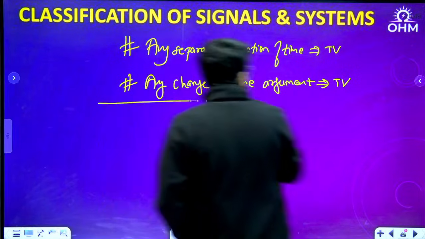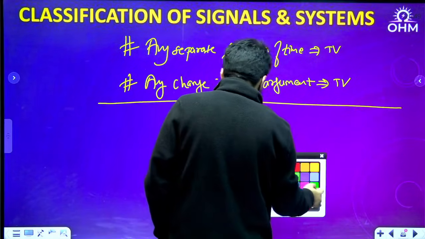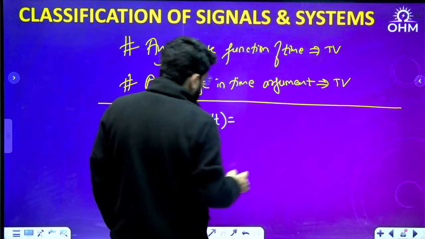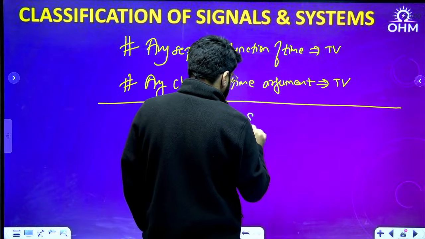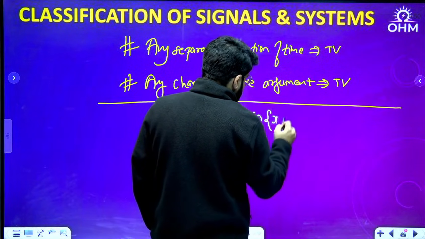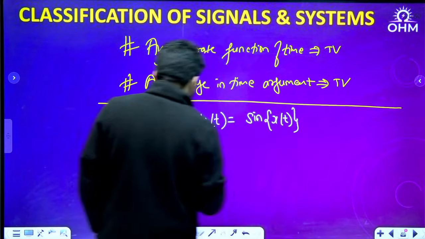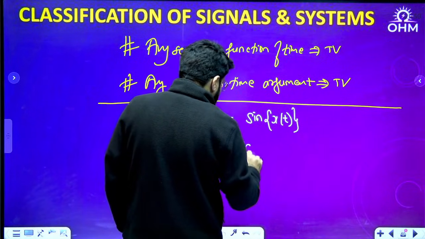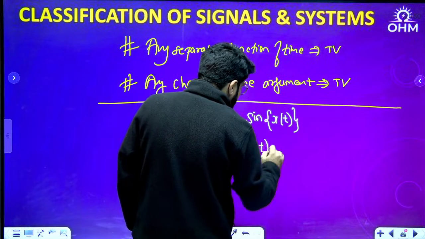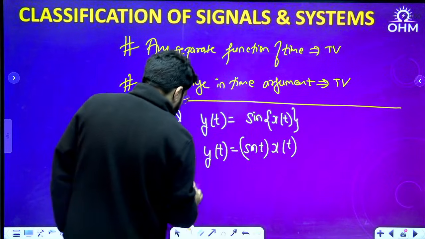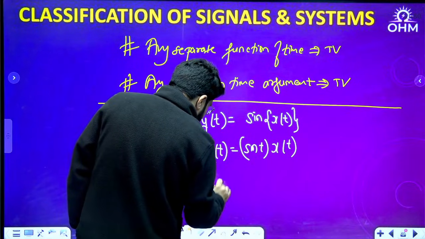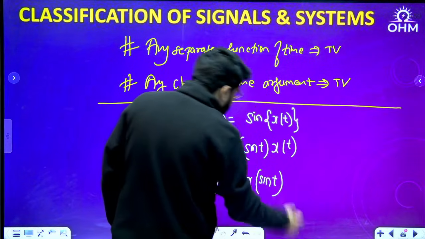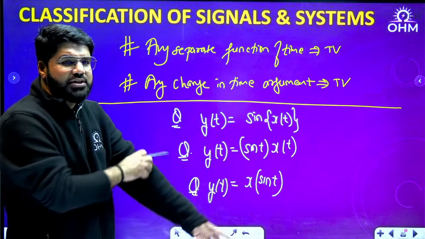Now once again see three different cases. Suppose the question is y of t equal to sine of x of t. Next question, y of t equal to sine t into x of t. Next question, y of t equal to x of sine t. Look into these three cases. Again, you will understand better.